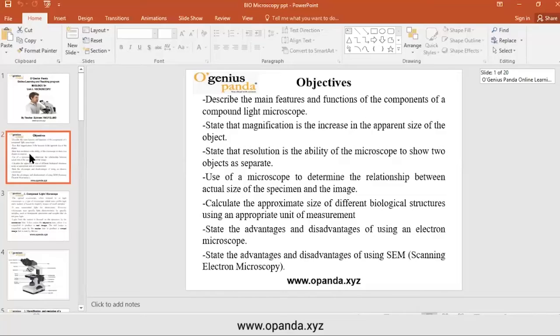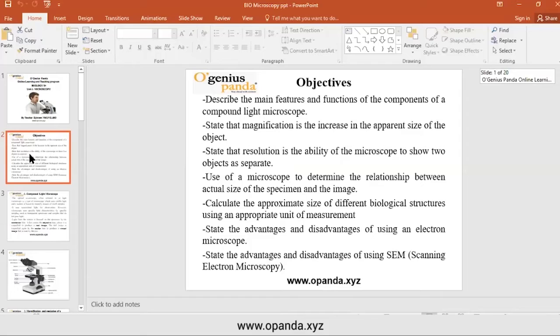We know that with a microscope we are able to visualize unseen objects, those which are not able to be seen by our naked eye. So those objects have what we call magnification. We distinguish between magnification and resolution. Resolution is the ability of the microscope to show two objects as separate. We'll see what we call the actual size of the specimen and the image.